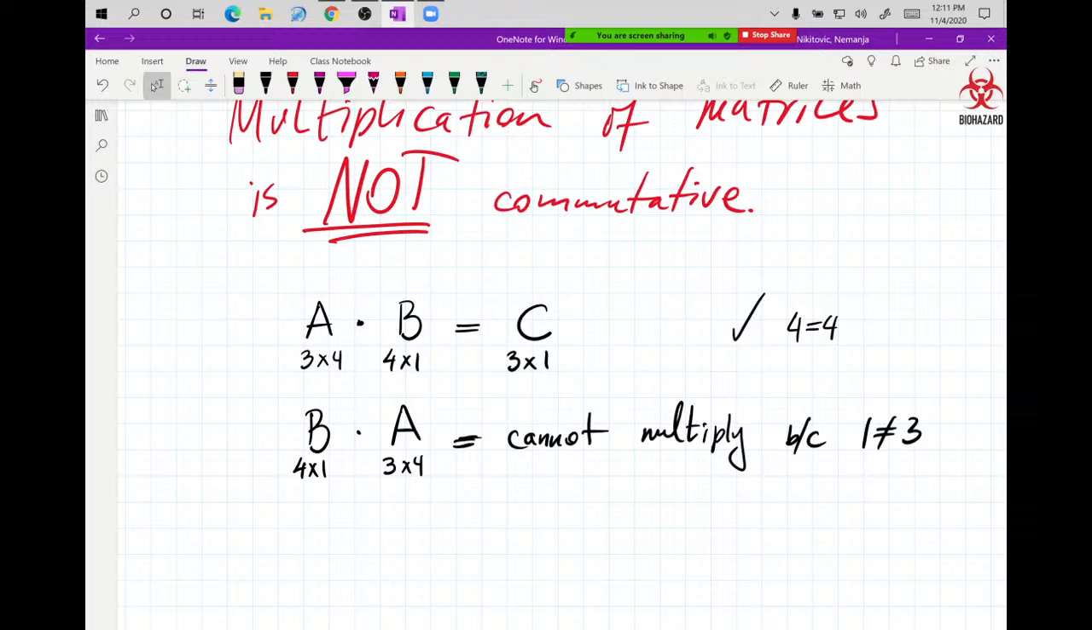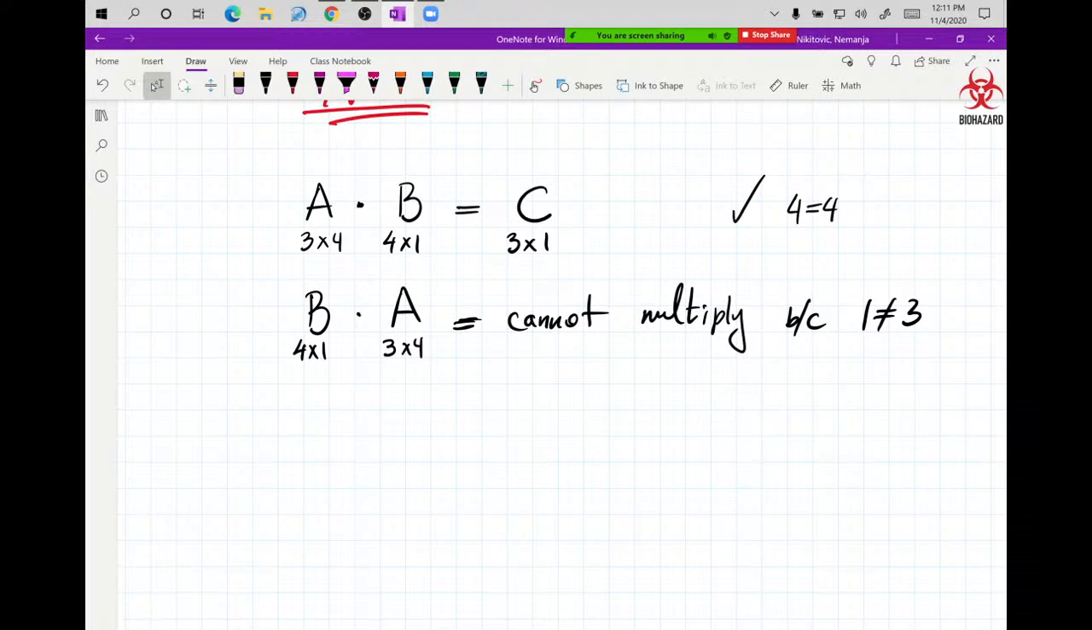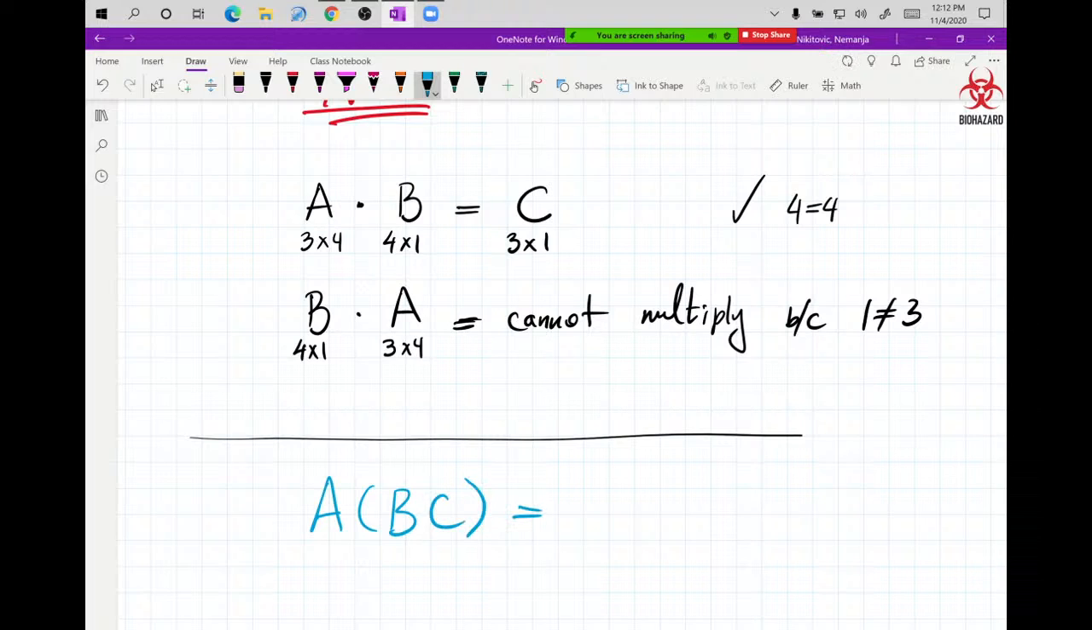However, it is associative and it is distributive provided that the size of the matrices works. Now, someone might say, well, wait, professor, how about if we do 2 by 2 and 2 by 2? The numbers in a matrix are still not going to work out. So you have to be very careful about these things. However, properties that do work are ABC equal AB times C, and that's the associative property.